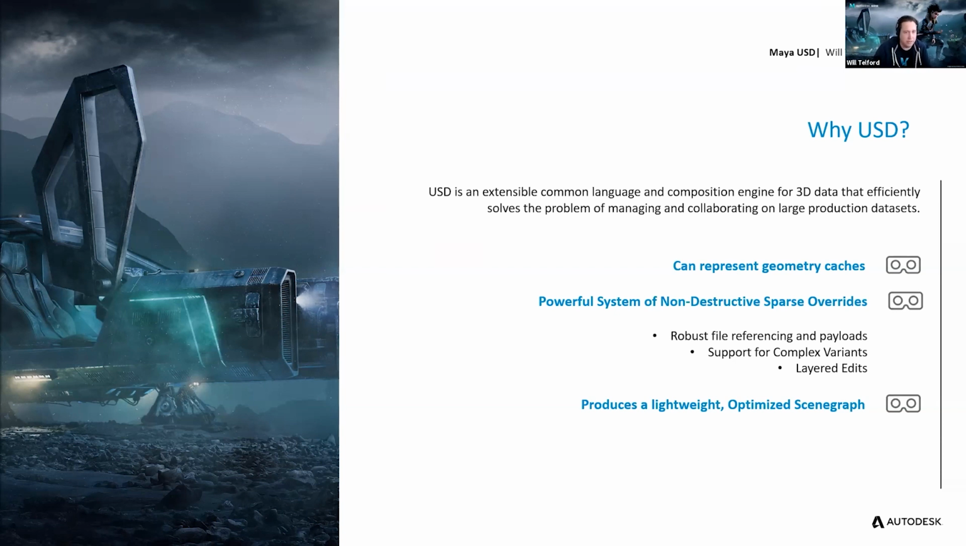One of the more powerful features of it is the fact that it has a system of non-destructive sparse overrides, which it implements through something it calls composition arcs. This is a compositor for 3D data. So you can have a bunch of different ways of authoring opinions about data, and those opinions are all resolved down to compose a final scene graph for you. Of the types of composition arcs, we have file references, payloads, variants, and we also have just basic layers, sublayers. And at the end, all of that is composed together and produces an extremely lightweight, highly optimized scene graph.